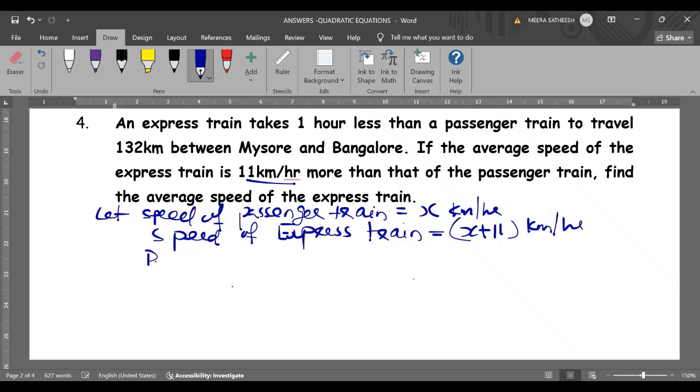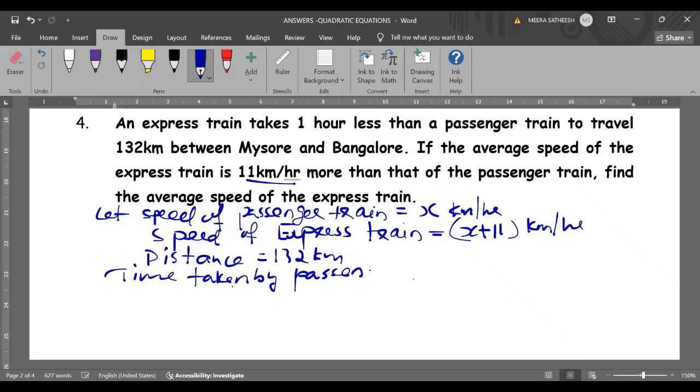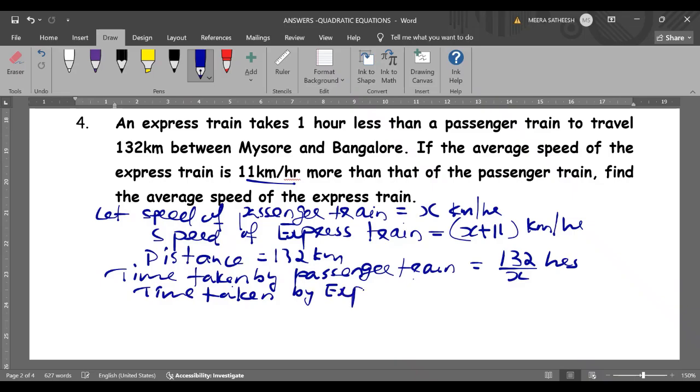Now the distance given. Distance is 132 kilometer. Now the time taken by both, let us find. So time taken by the passenger train is equal to distance by speed, 132 by x hours. Now time taken by the express train, that is given as 132 by x plus 11 hours.